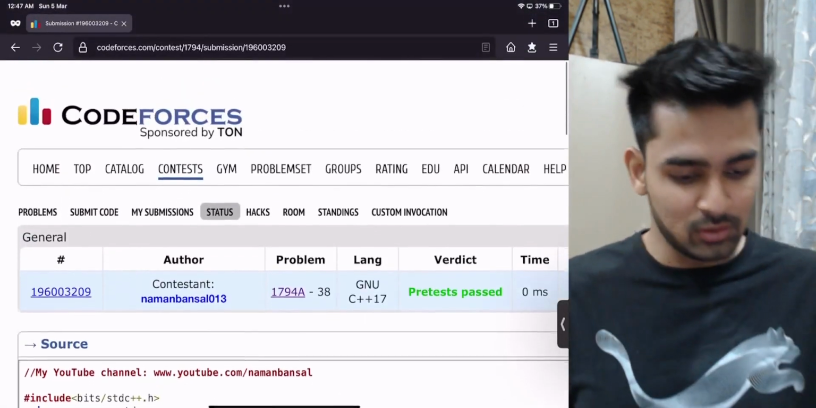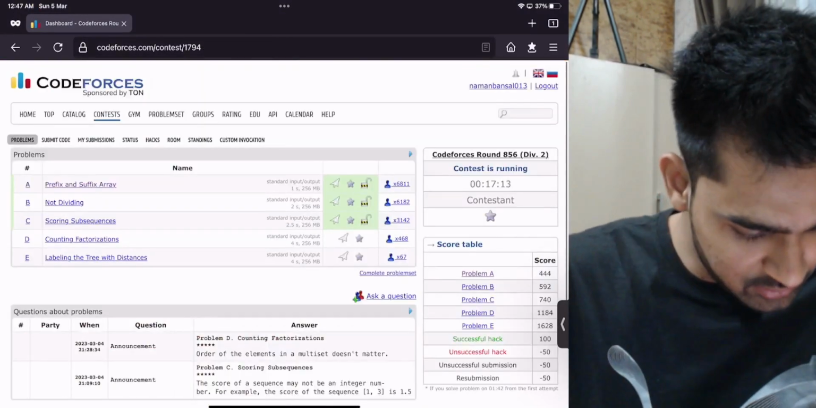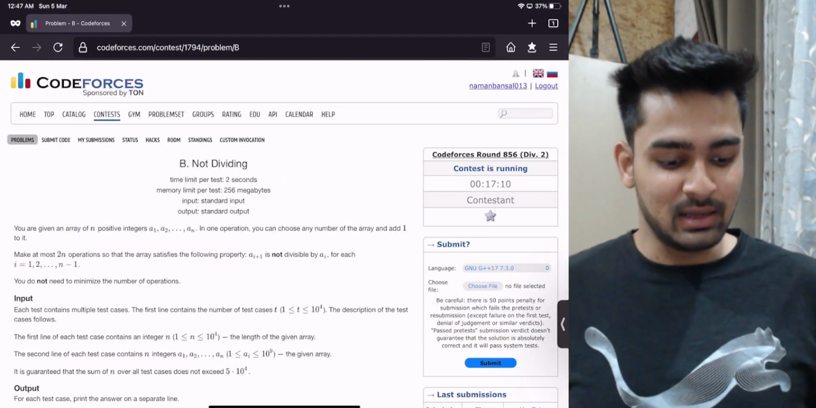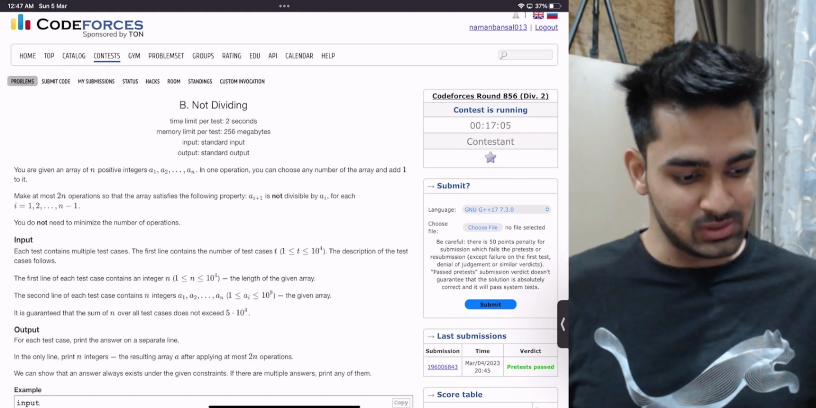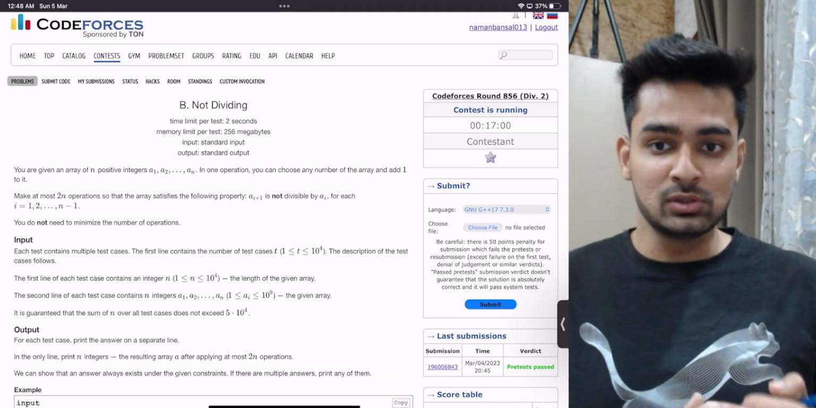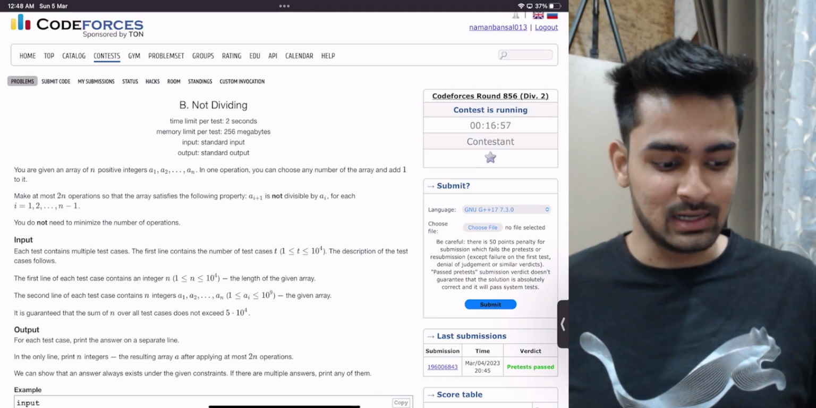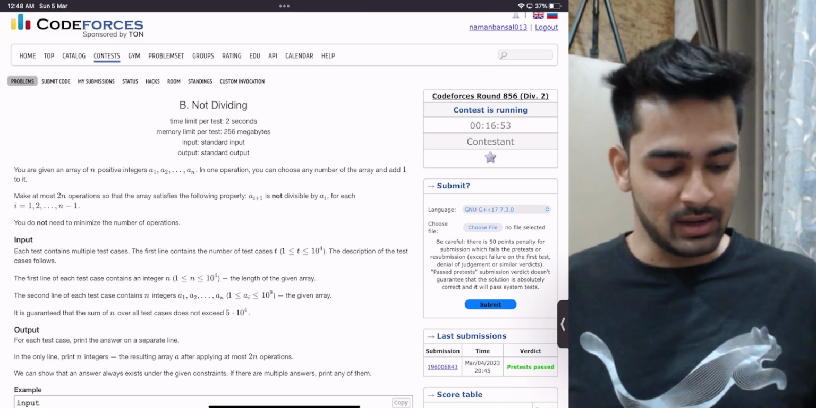So let's jump on to problem B, which is not dividing. The question says that you're given an array A of n positive integers a1 till an. In one operation, you can choose any number of the array and add 1 to it. Make at most 2n operations so that the array satisfies the following property: ai plus 1 is not divisible by ai for each i till n minus 1.